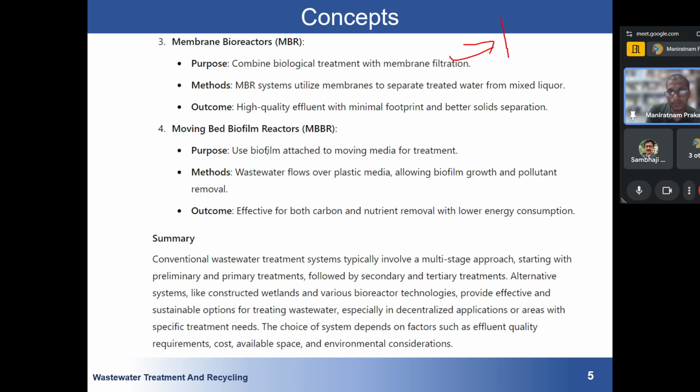Then we have the moving bed biofilm reactor, MBBR. The purpose is to use biofilm on moving media for treatment. It is similar to these other systems, but here we will have a kind of bed that will be moving and contain biological bacteria, so biological activity will be going on in that bed. The water will pass through, and with time our wastewater will be treated. The wastewater flows over plastic media, allowing biofilm growth and pollutant removal.